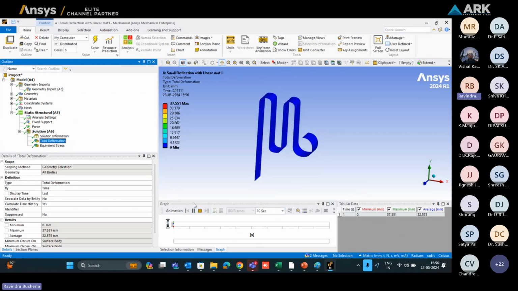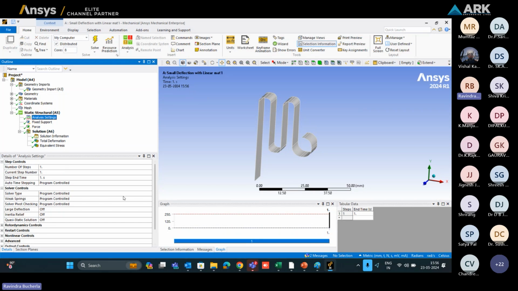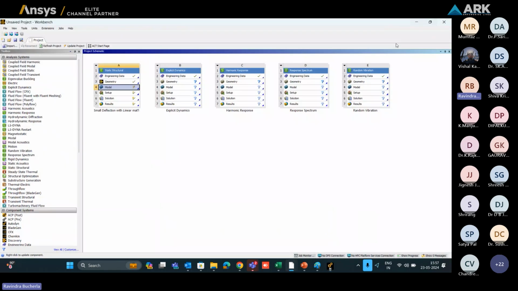So here we can see from 0 to 250 newtons, if I apply the force, it is getting deformed, and the total deformation that I am getting is 37.551 mm. This is the deformation because of the applied force of 250 newtons along the x-axis. As I discussed earlier, if you want to consider the geometric nonlinearities, you need to enable large deflection on. Okay, so let me duplicate this one.